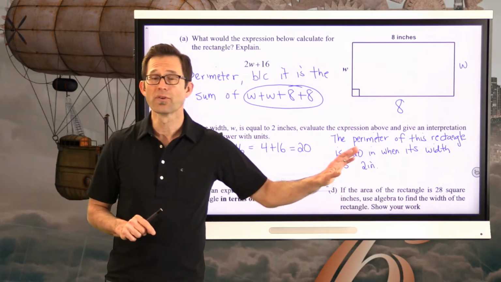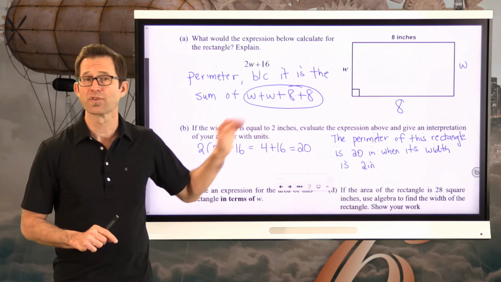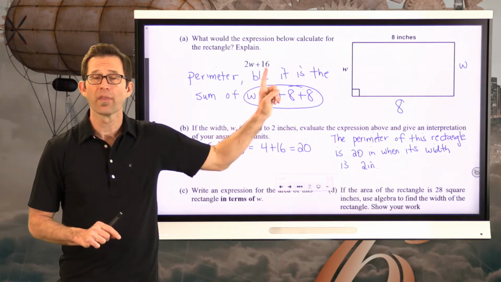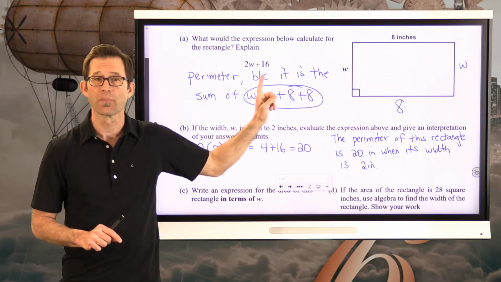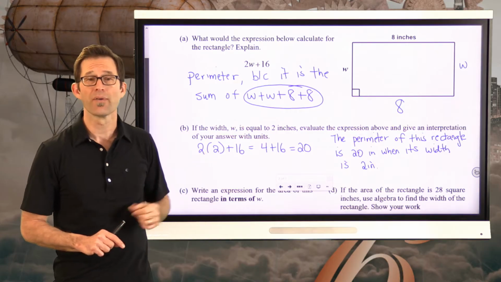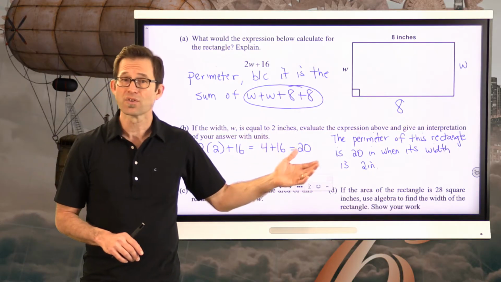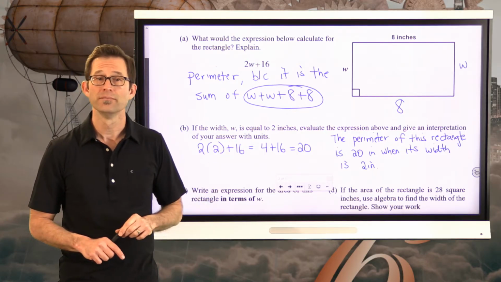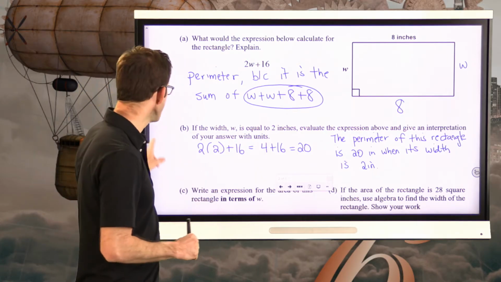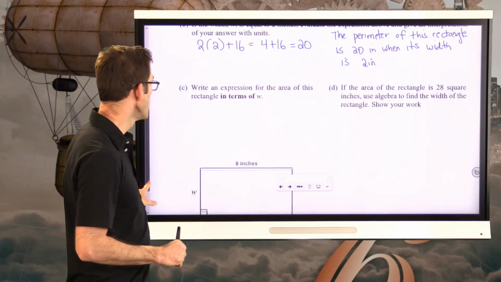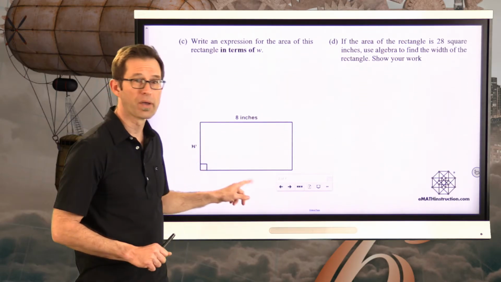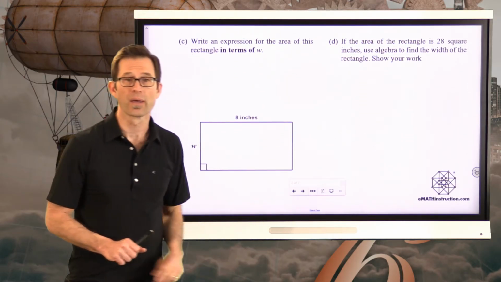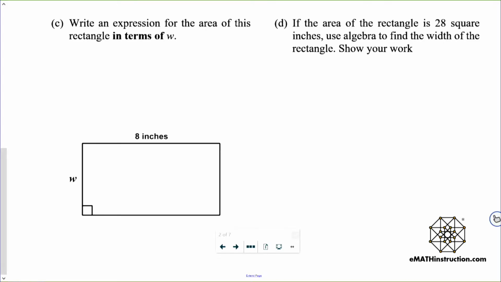And we should know that interpretation based on our answer from letter A. Once we identify that this expression calculates the perimeter, then as soon as I put in a value of w, the answer that comes out is the perimeter with that particular width. All right, let's now work a little bit with some area. I redrew the picture down here just so we wouldn't have to keep looking up above. Letter C. Write an expression for the area of this rectangle in terms of w.